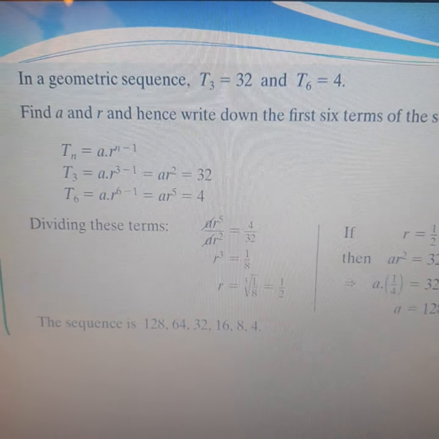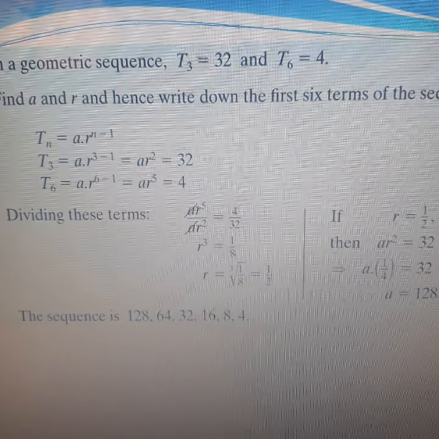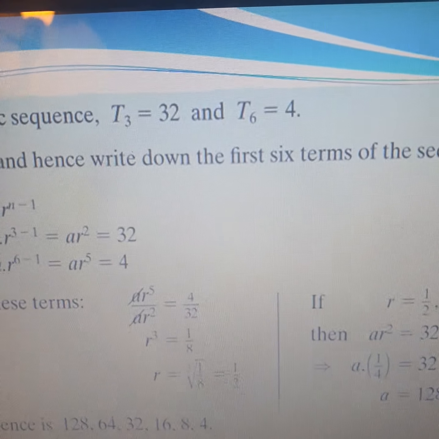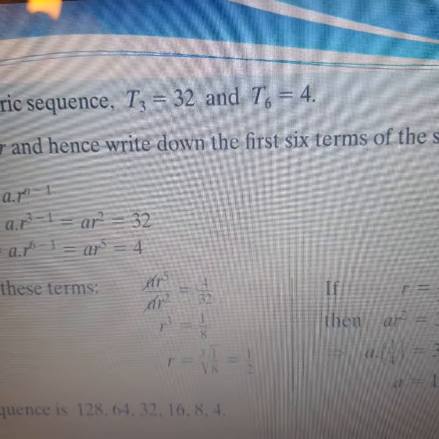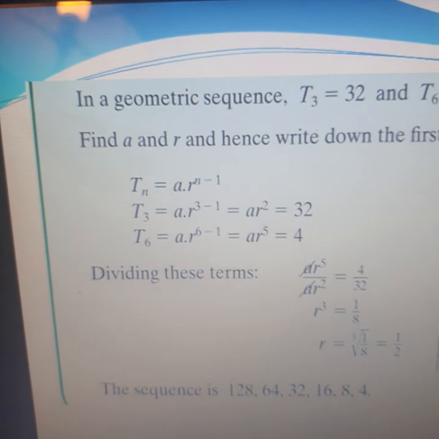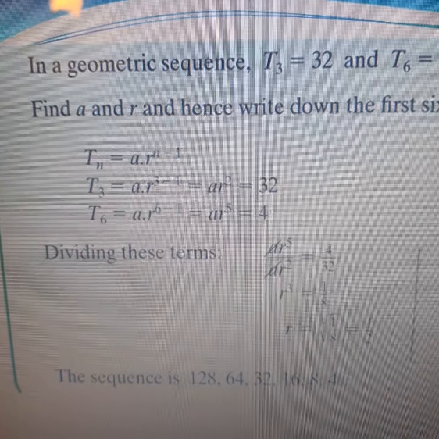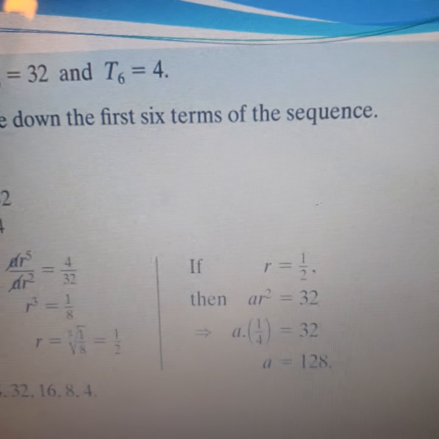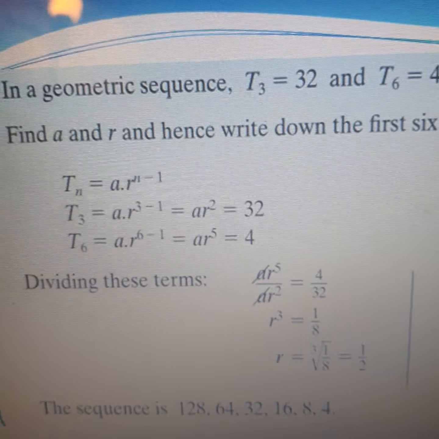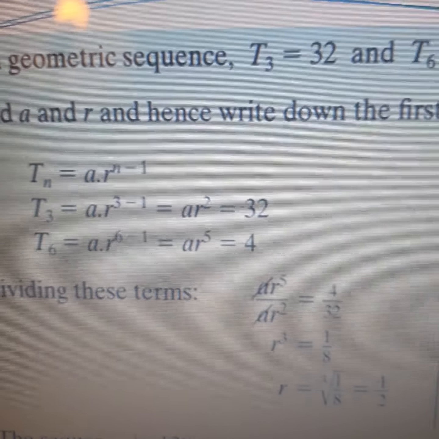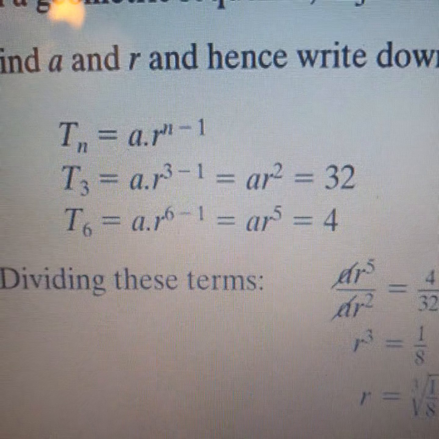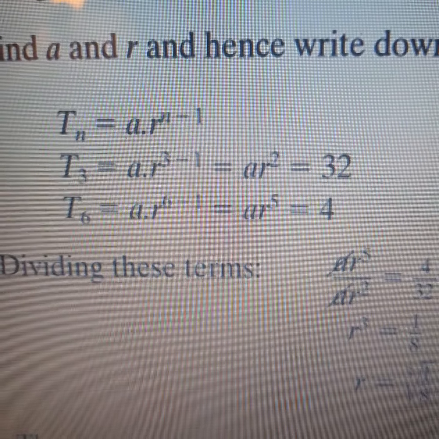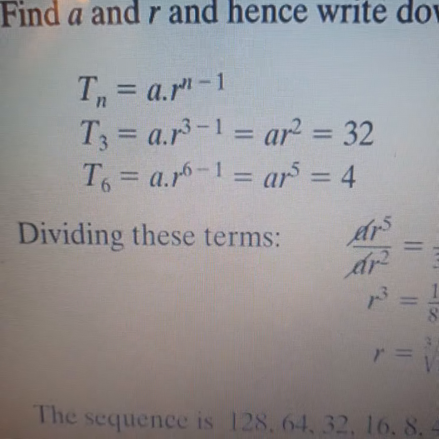Another example then. So in a geometric sequence, T3 is equal to 32 and T6 is equal to 4. Okay, so the first instruction is find A, the first term, find R, the common ratio, and then hence write down the first 6 terms of the sequence, right? So let's write down in terms of n what T3 is. Firstly, Tn is equal to the general term, which is A R to the power of n minus 1.